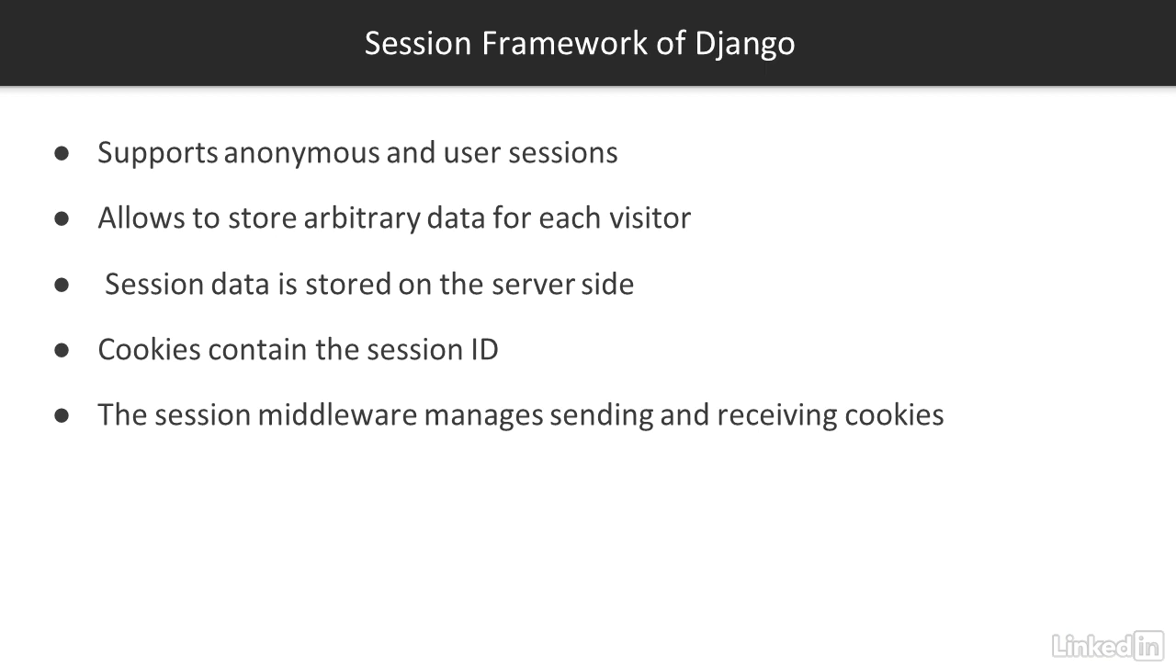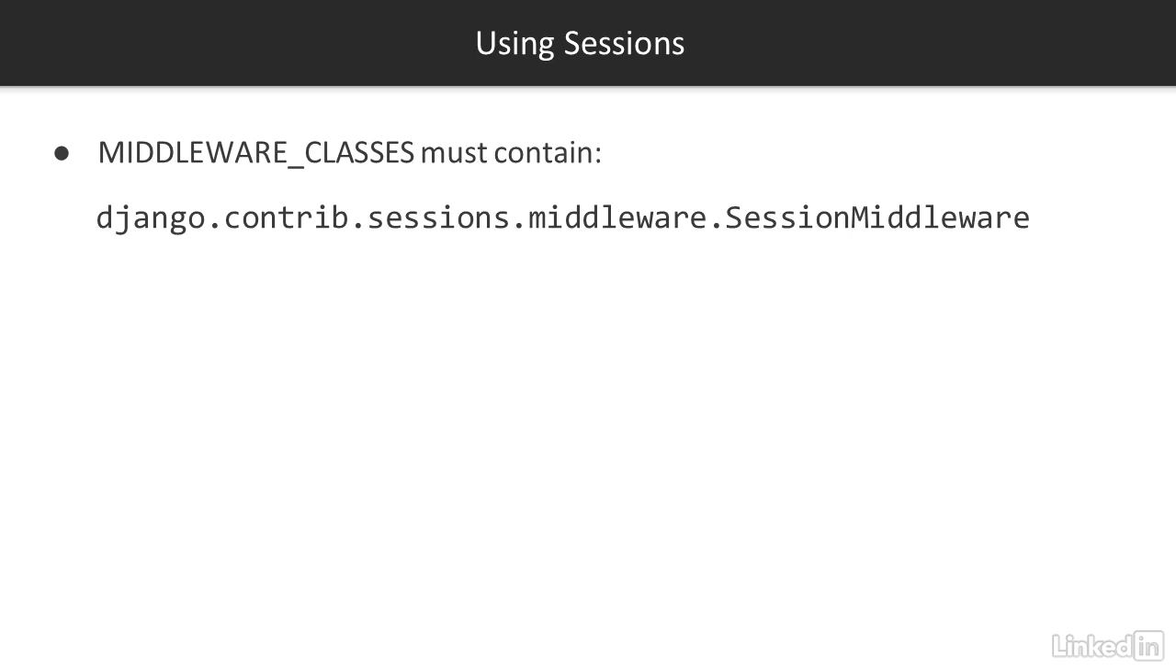Let's see how to use Django Sessions. Django provides a session framework that supports anonymous and user sessions. The session framework allows you to store arbitrary data for each visitor. Session data is stored on the server side and cookies contain the session ID, unless you use the cookie-based session engine. The session middleware manages sending and receiving cookies. The default session engine stores session data in the database, but as you will see next, you can choose between different session engines.